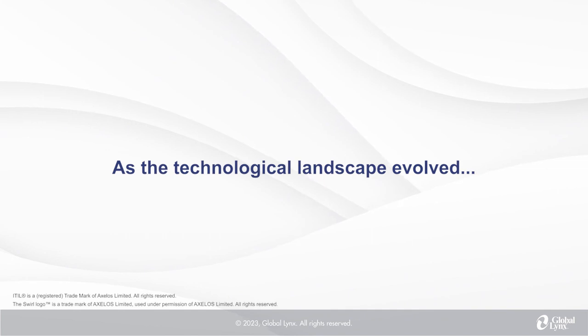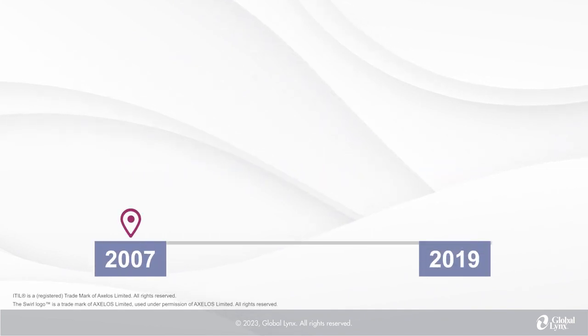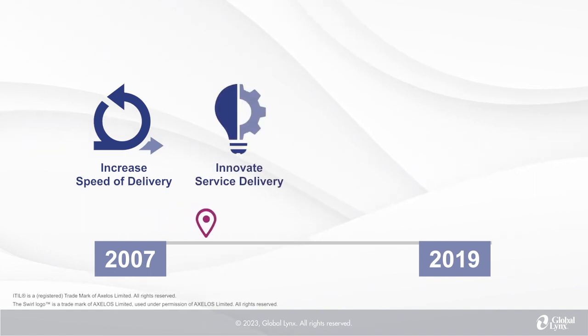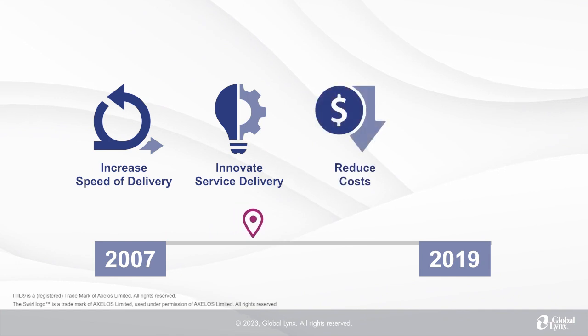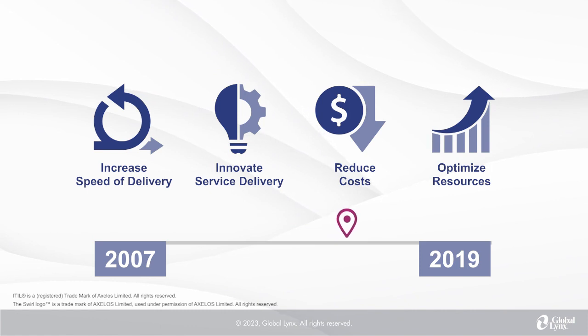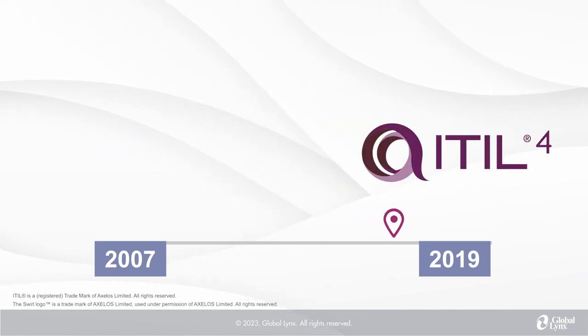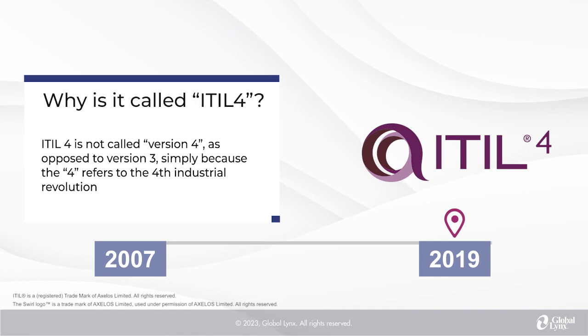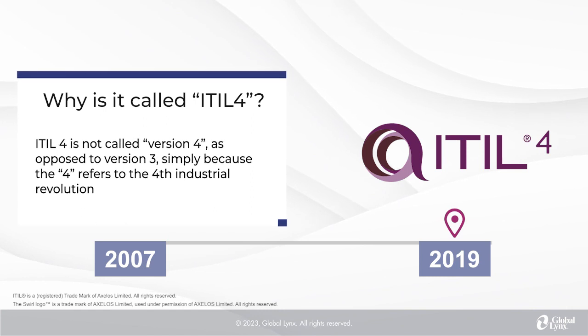As the technological landscape and everything around it evolved, IT organizations were faced with the need of increasing the speed of delivery, innovating how they used to offer and deliver services to their customers, reducing costs and optimizing resources, and many other interesting challenges introduced by digital transformation. This is when ITIL 4 was released, just in early 2019. It must be said that ITIL 4 is not called version 4 as opposed to version 3, simply because the 4 refers to the fourth industrial revolution, instead of merely referring to a sequential number following the previous versions. Hence, it's just ITIL 4.